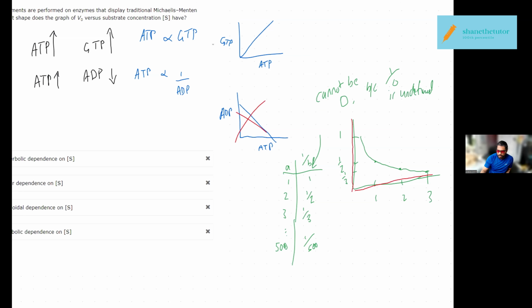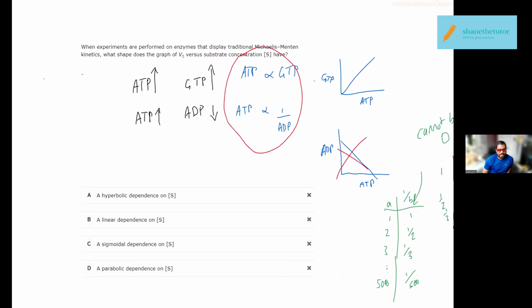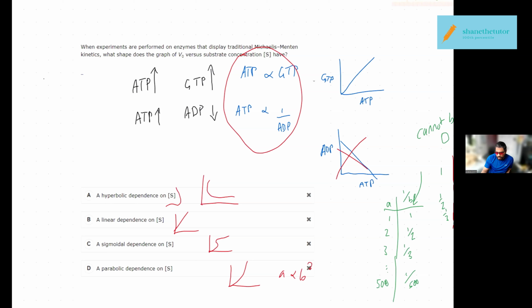So this is why this way of writing proportionalities is the correct way, because you can answer questions like this. This question's asking what's the shape of V naught versus substrate concentration. So the linear would just look like that. Sigmoidal, which is S-shaped, would look like that. Parabolic would look like that, which is exponential. Something like A is proportional to B squared. But the hyperbolic, that's when you'll get either this, or in the case of Michaelis-Menten here, something like this, because Michaelis-Menten also has an asymptote at Vmax.